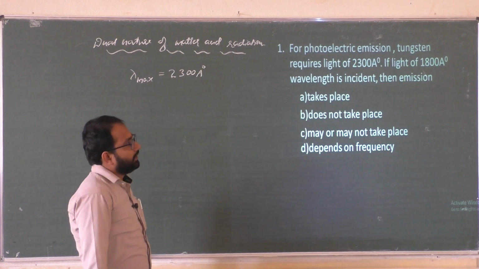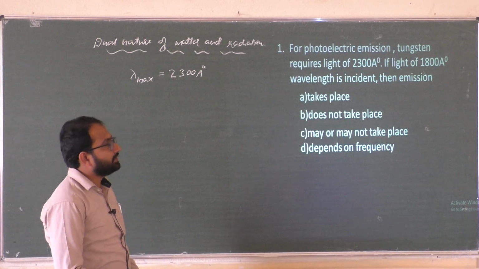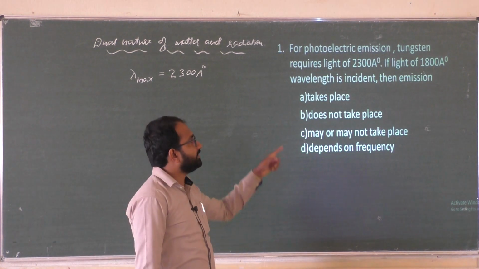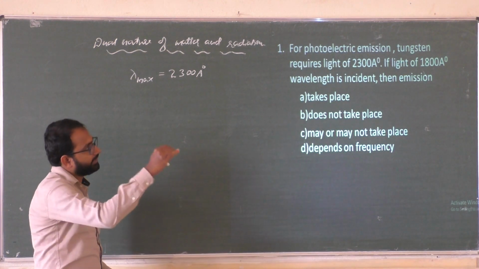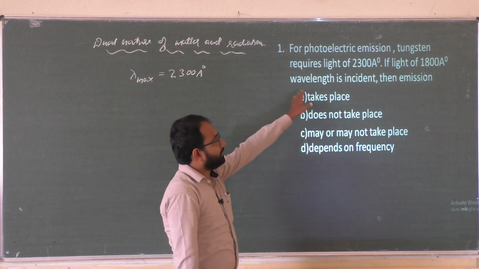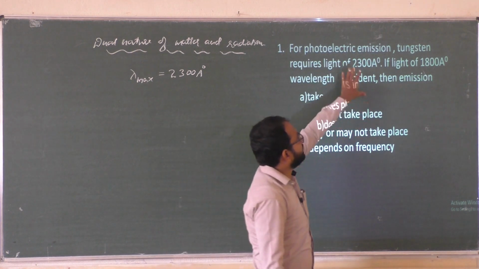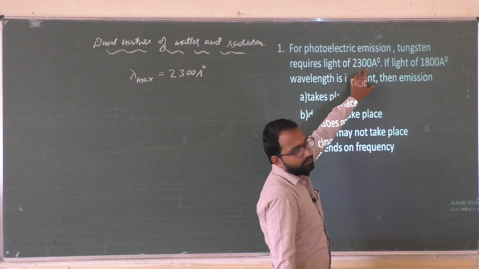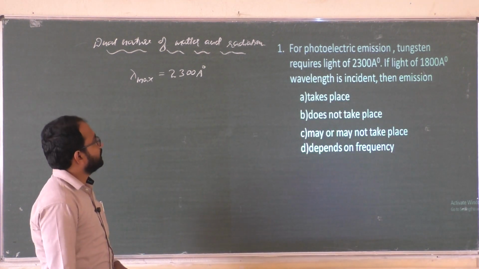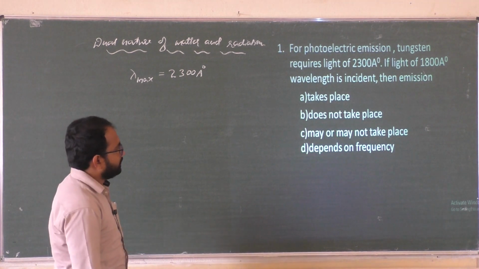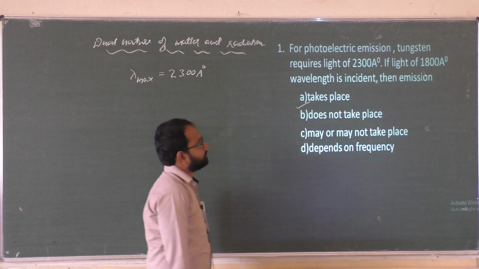No doubt, the photoelectric emission does take place because the wavelength is less than the threshold wavelength, right? There is a maximum limit for the wavelength, but there is no minimum value. Okay, whatever may be the value within this limit, photoelectric emission takes place. So therefore the option is A, takes place.